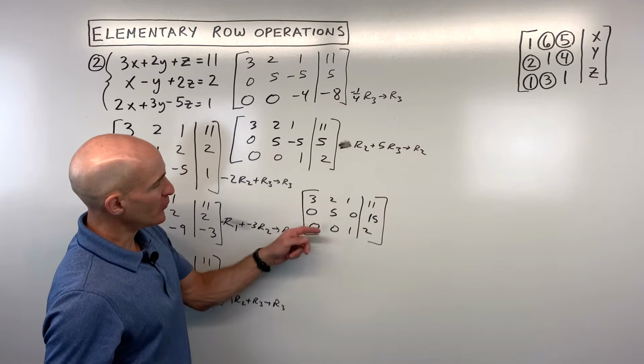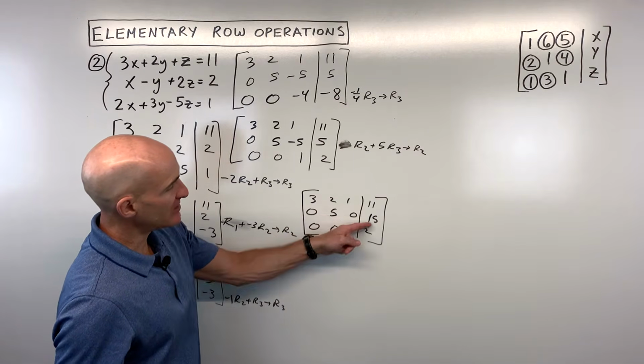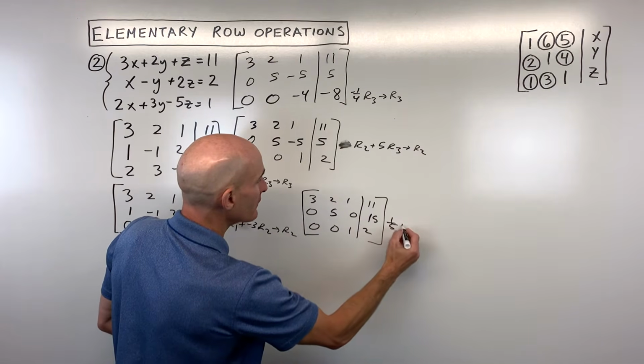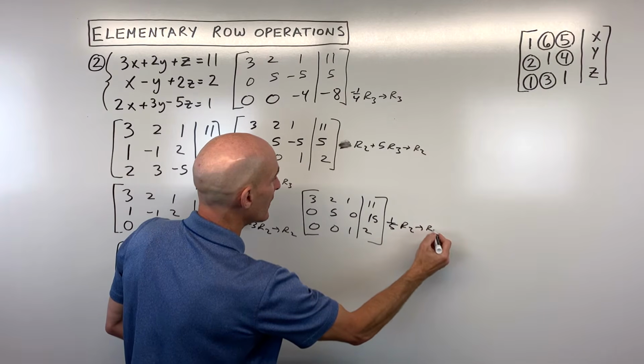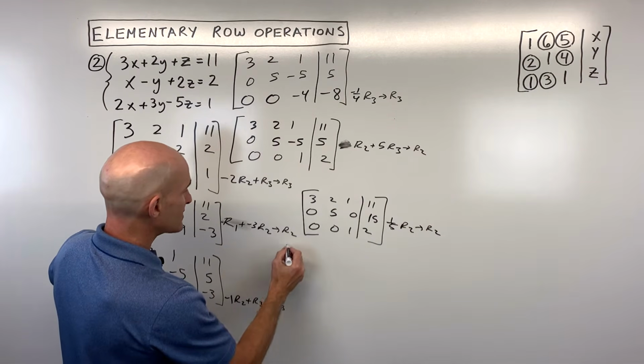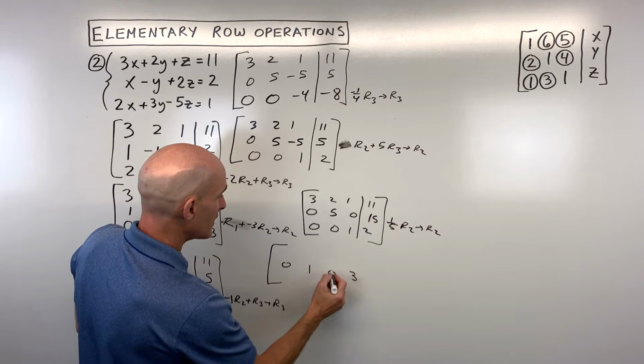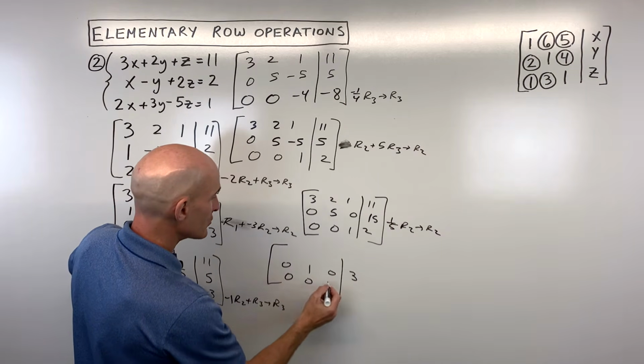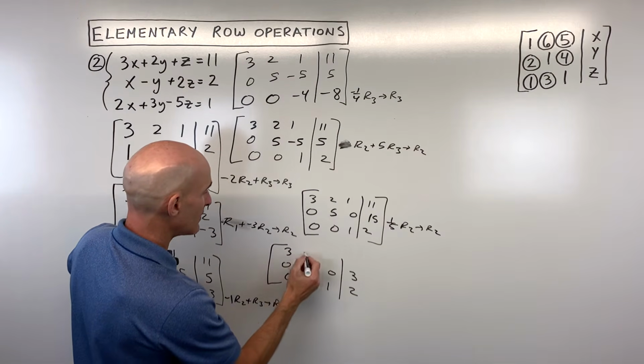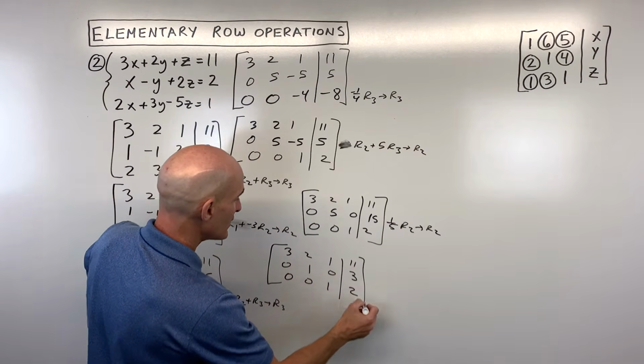And now what would you do from here? Well, I probably just multiply the second row by 1/5. So I'd say 1/5 times row 2, answer in row 2, and that's going to give us 0, 1, 0, 3, 0, 0, 1, 2. That row stays the same, and the top row stayed the same as well. So now look what we've got.